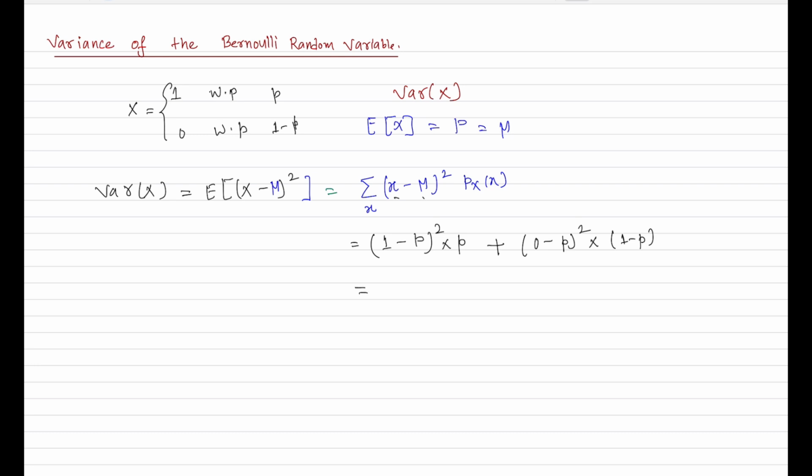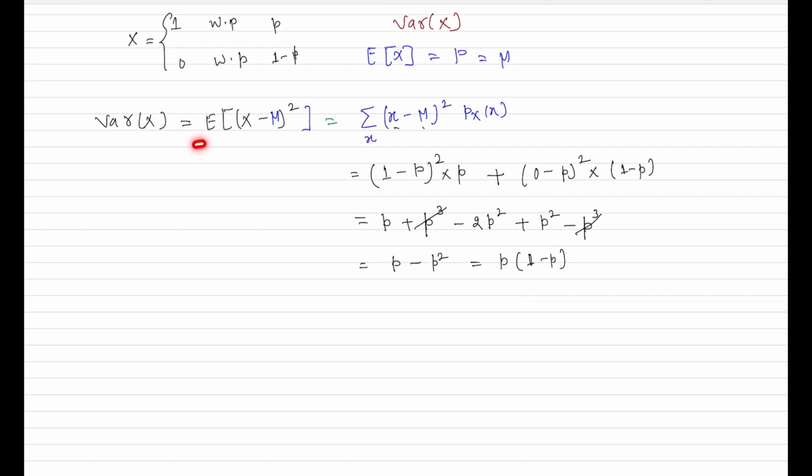We can simplify this expression. What we will get is p minus 2p square plus p cube, and here we will have plus p square times (1 minus p), that is p square minus p cube. This p cube will get cancelled, and here we will have p minus p square, right? That we can write like p times (1 minus p). So the variance of this random variable x, that is a Bernoulli random variable, is nothing but p times (1 minus p).